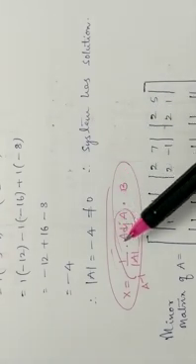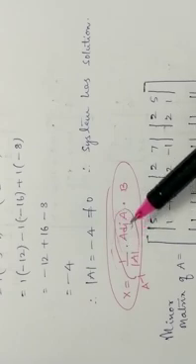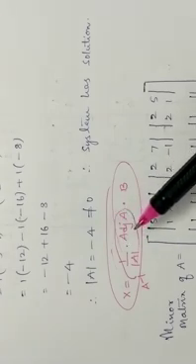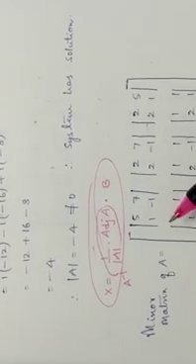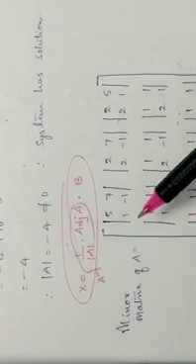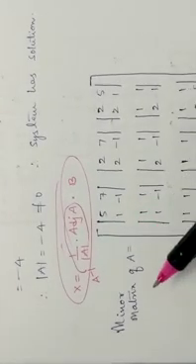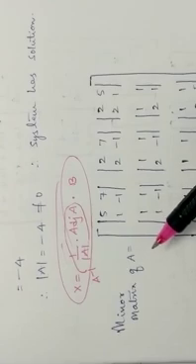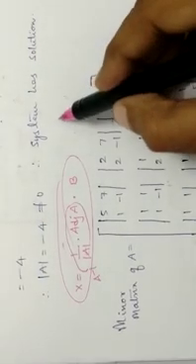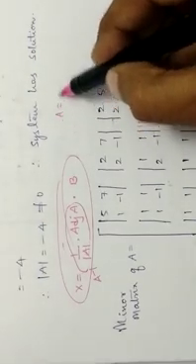Now we try to find adjoint matrix. Adjoint matrix, to get adjoint you have to start with minor matrix. You have to start with minor matrix of A. How to write minor of A? For that I am writing again A here.